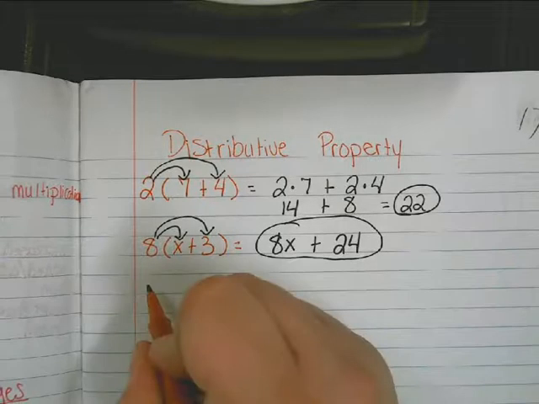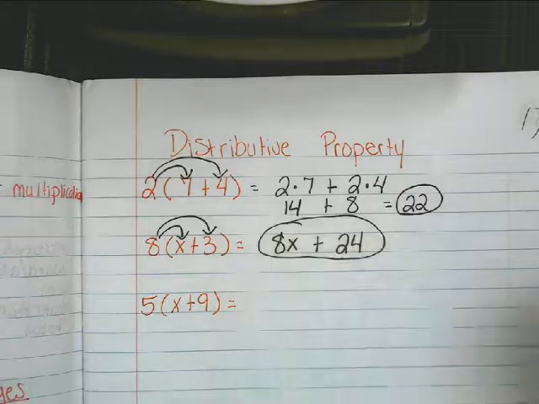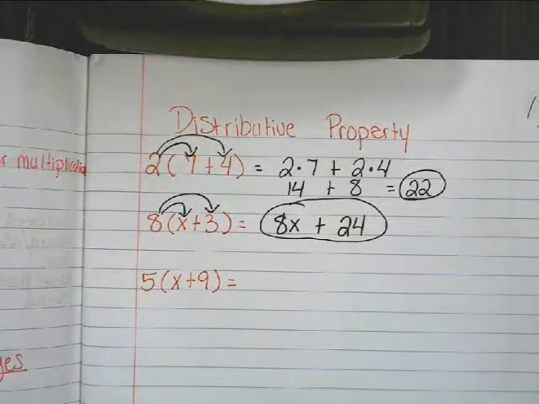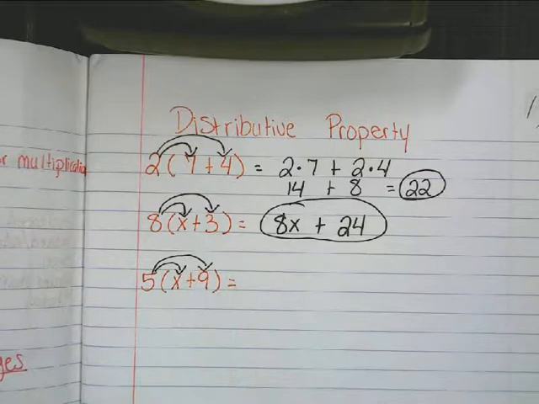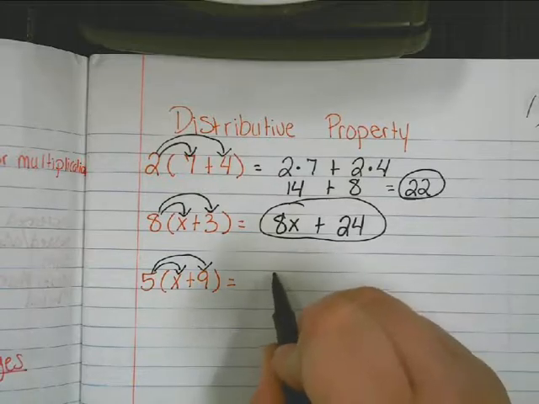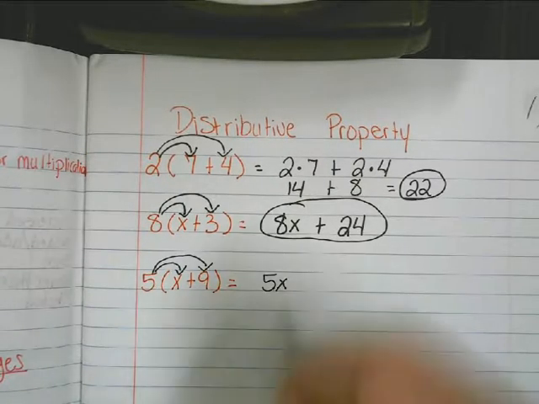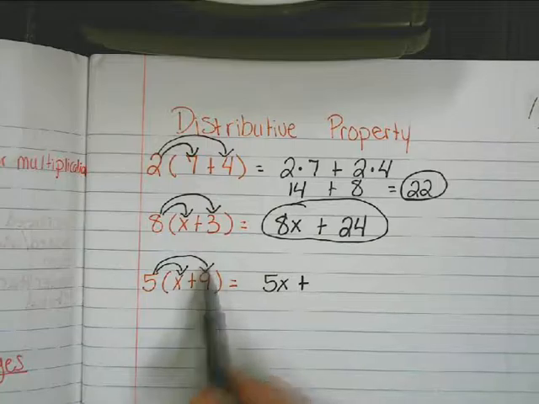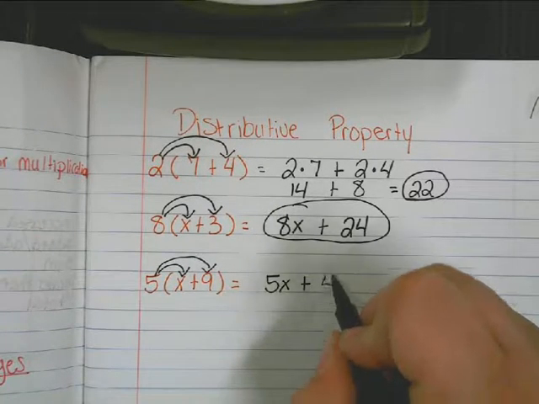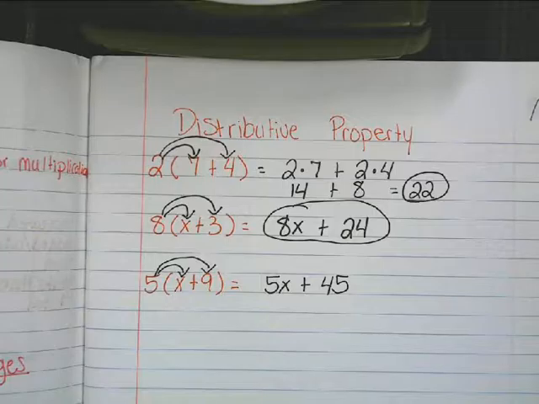5 parentheses x plus 9. So what do I need to do first? 5 into x and 9. 5x. Okay, so I need to draw my arrows. So what operation am I doing between the 5 and the x? Times. So how do I write it? 5x, then what do I write? Plus what? Not just 9. Look at my arrow. Oh, 5 times 9 is 45. Can I combine it? Nope. So that would be my final answer.